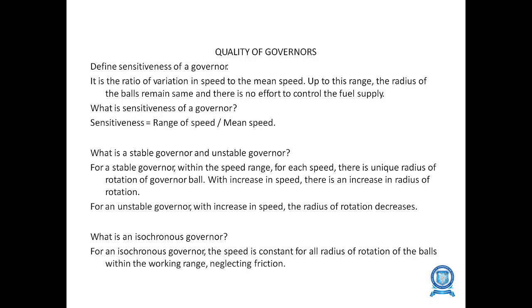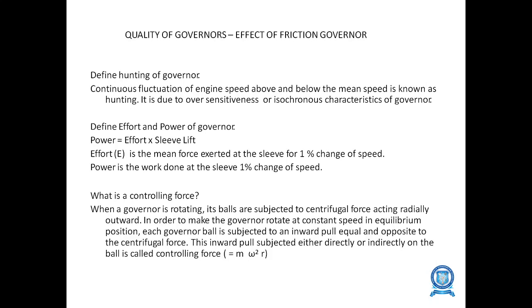So what is an unstable and stable governor? In a stable governor, within the range of speed there is a unique radius of rotation of the governor balls, and in an unstable governor, with an increase in speed, the radius of rotation decreases. What is an isochronous governor? For an isochronous governor, the speed is constant for all radii of rotation of the balls within the working range, neglecting friction. So these are some of the qualities the governors should possess.